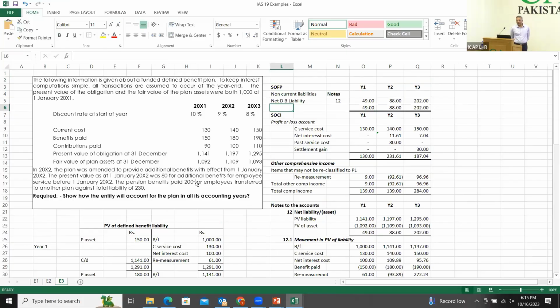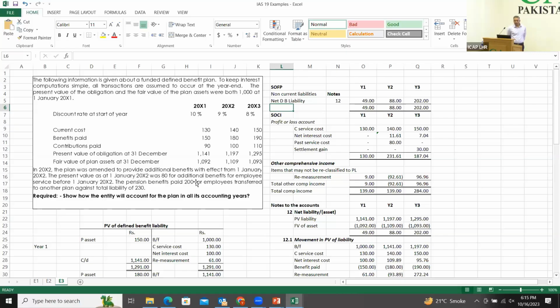The following information is given about a funded benefit plan. To keep interest computation simple, all transactions are assumed to occur at the year end. The present value of the obligation and the fair value of plan asset were both 1000 at start of the year, 1st January 20x1. Then you are given 3 years of data: discount rate, current service cost, benefit paid, contribution paid, then present value of obligation, fair value of plan asset.